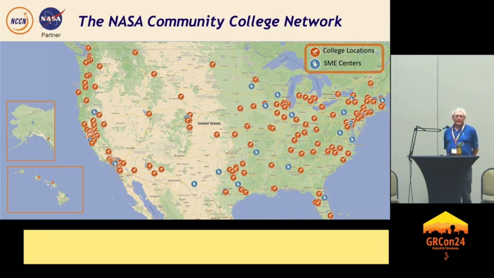The little blue rocket ships are the subject matter experts, the scientists, such as Vishal, who are helping us provide these instructors with very, very important resources. And these SMEs come from all of the NASA centers, most major universities and observatories. That's NCCN. This is a way to reach an incredibly important audience.